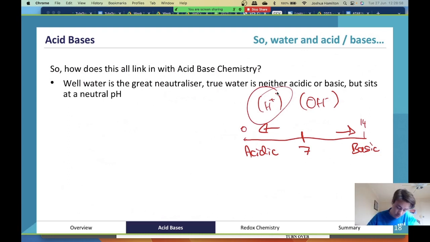What's really cool is the closer you get to acidic, the more H pluses you have. The closer you get to basic, the less H pluses you have. Sometimes it's the closer you get to basic, the more OH minuses you have. Nonetheless, we're really talking about H pluses here. The more you have, the more acidic you are. The more you move towards basic, the less you have. 7 is the neutral, and that's where we sit.